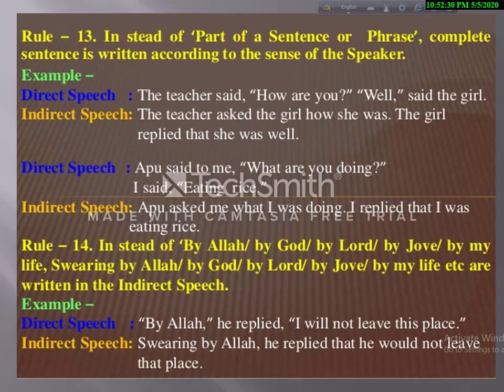So if there is something like this in direct narration, you will have to write swearing by Allah, swearing by God, swearing by Lord, swearing by my life. In this way, you can write it. Swear means to make a promise. Okay, let us see an example. By Allah, he replied, I will not leave this place. So, swearing by Allah, he replied that he would not leave that place. You may also write, he swore by Allah and said that he would not leave that place.